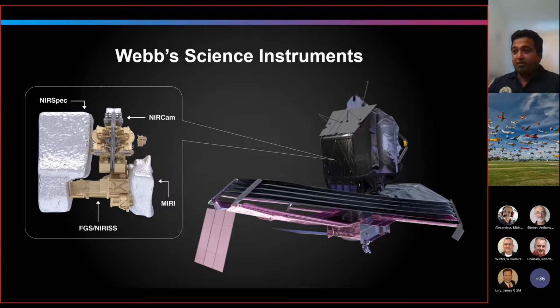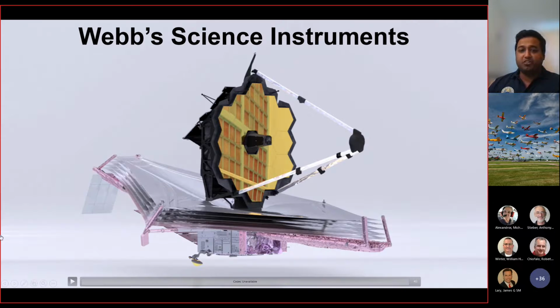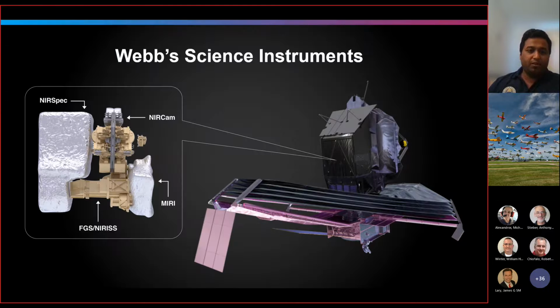So if you can see here, this is the payload section. I jumped the slide again, sorry. So you can see there is a NIRSpec, there's a NIRCam, there's a MIRI, and there's the FGS NIRISS. So 4 instruments in all for different purposes.